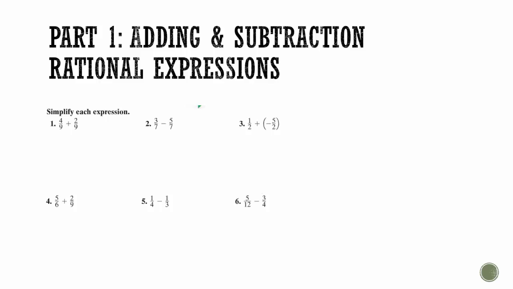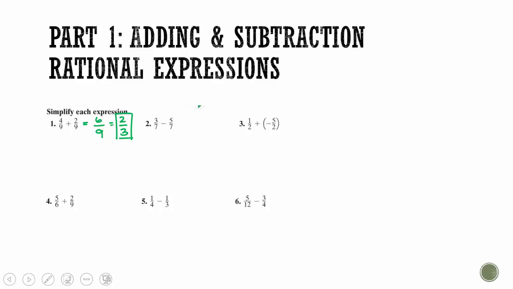If we look at number 1, they have the same denominator. So we have 4/9 plus 2 more 9ths. All we got to do is add the numerators. You end up with 6/9, which we can simplify into 2/3.